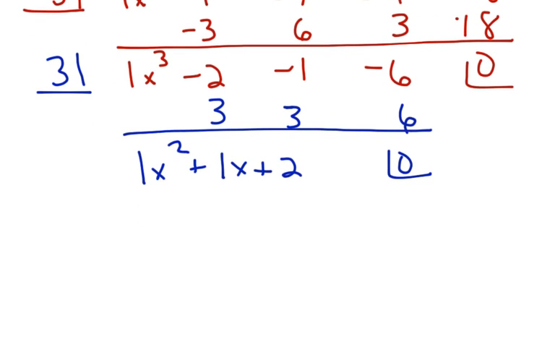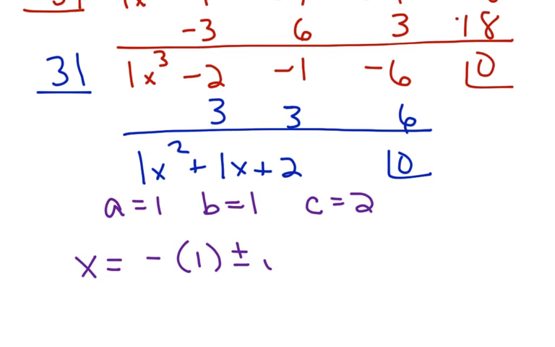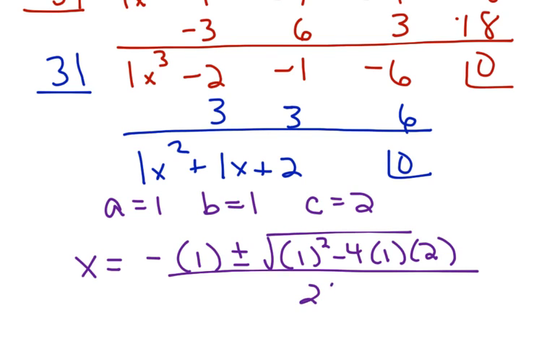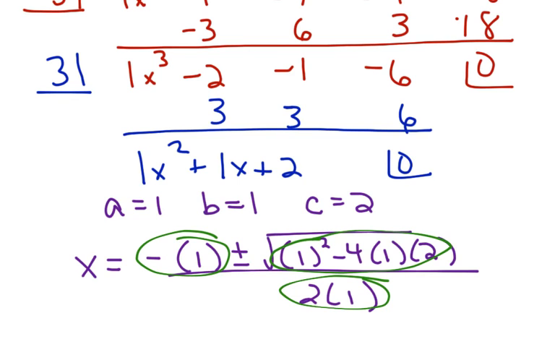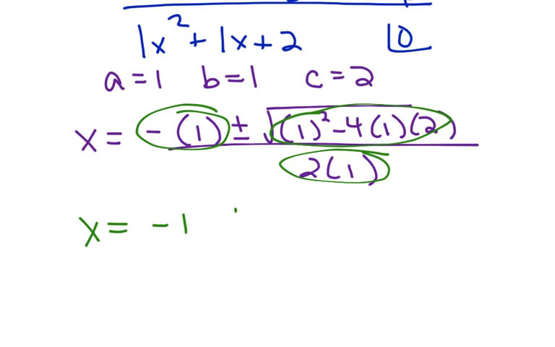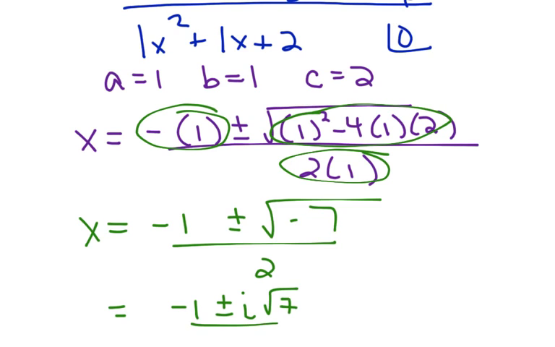So now to find the other 2 solutions, we're going to use the quadratic formula. A is 1, b is 1, c is 2. So x equals negative b plus or minus the square root of b squared minus 4ac all over 2a. Remember that I want you to simplify this in parts. So x is equal to negative 1 plus or minus the square root of negative 7 all over 2. And the only other thing you have to do is take the i out. And here are the other two solutions. Negative 1 plus i square root of 7 over 2. And the other one is negative 1 minus i square root of 7 over 2.